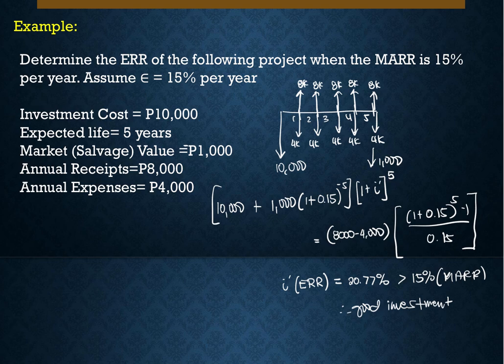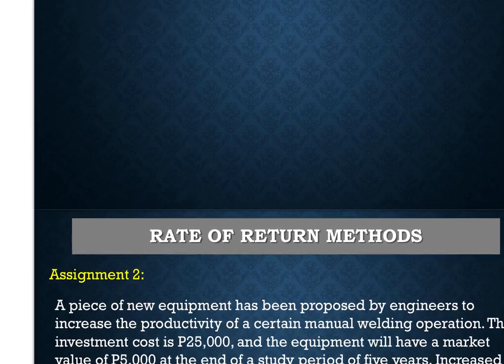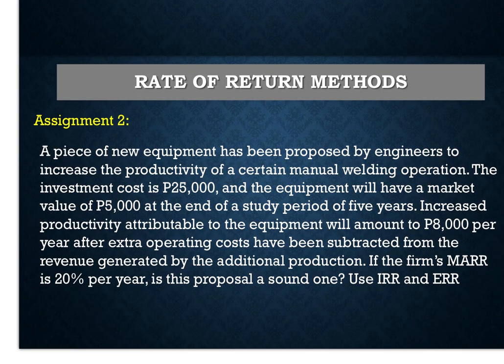So again, these are the types of rate of return methods that we will use in evaluating our project or activity. For your assignment, this would be assignment 2, a piece of new equipment, and so on. You will solve it together with our assignment 1, the present worth, future worth, and annual worth methods. Any size of bond paper is to be submitted on or before February 26, 2 p.m.